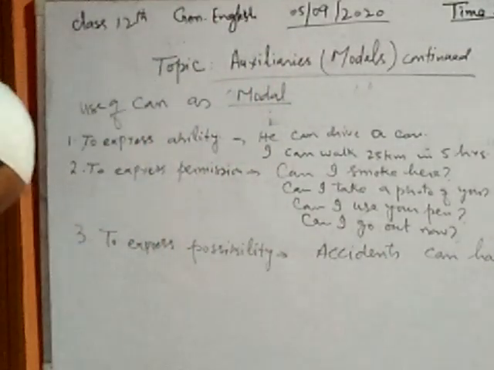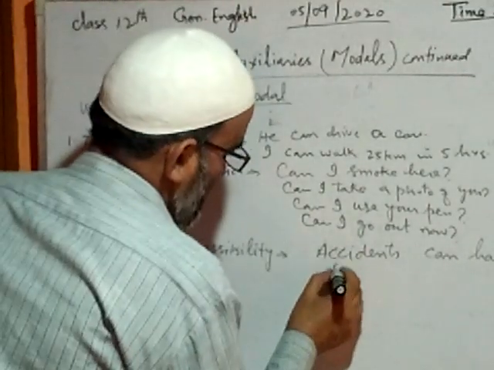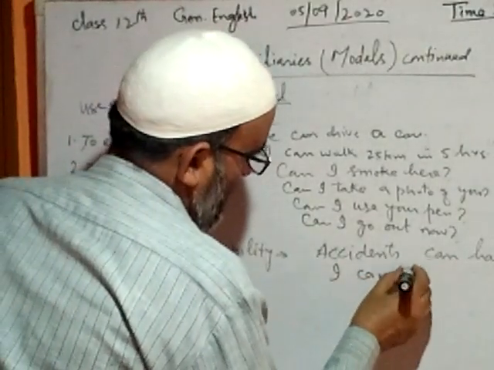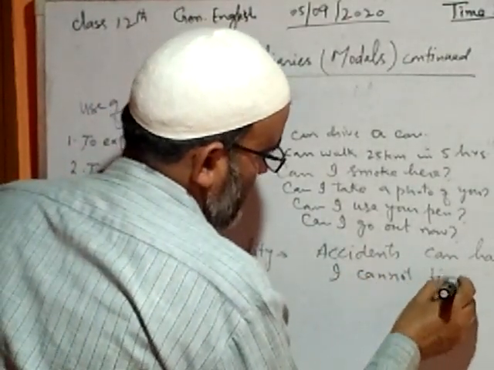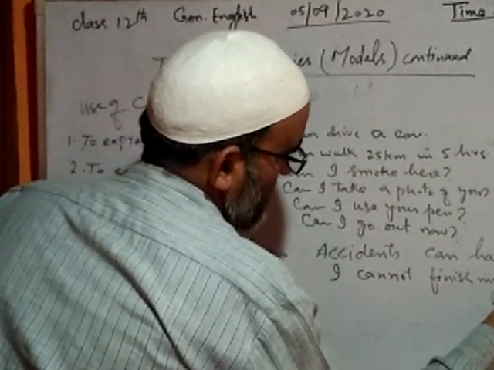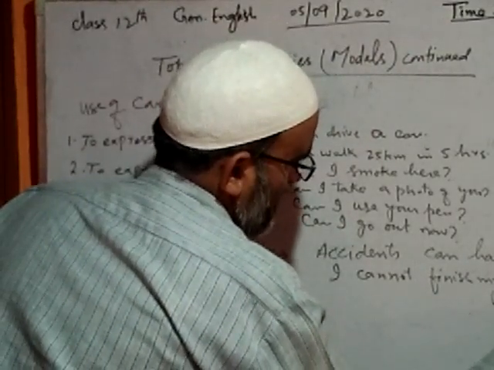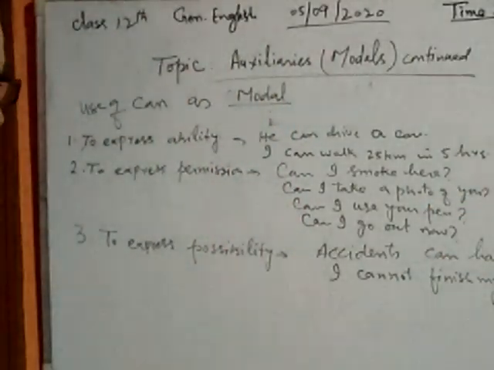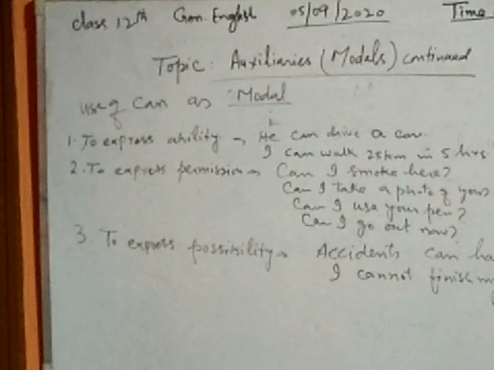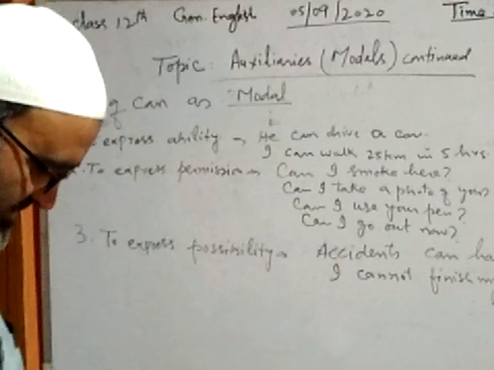Yes, I cannot finish my assignment. I cannot finish my assignment tomorrow. Yes. In these two sentences, you see can is used to express possibility. Here possibility positive, here possibility negative, because it is a negative sentence.